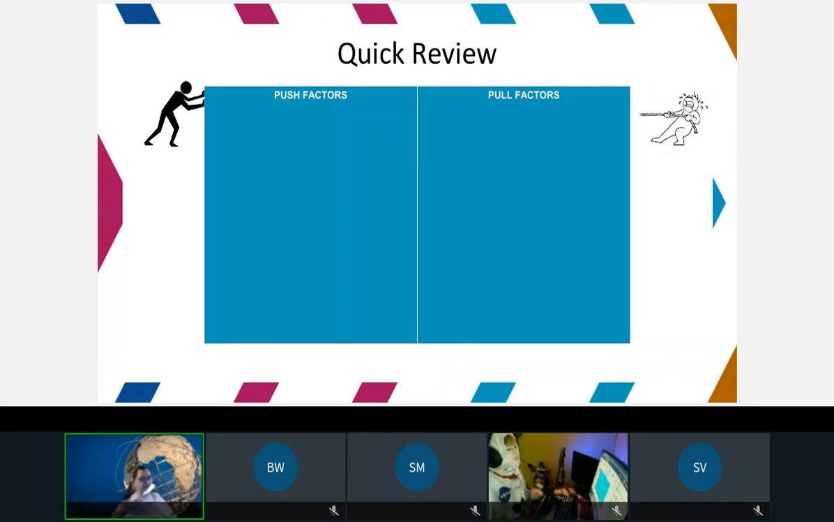If you guys could use your text tool, please type in on the left side some push factors, on the right side some pull factors. And we'll also talk a little bit about what's going on right now on the U.S.-Mexico border in Del Rio, Texas, that has a lot to do with push and pull factors. So, Raina, you can help me read those as they come up.